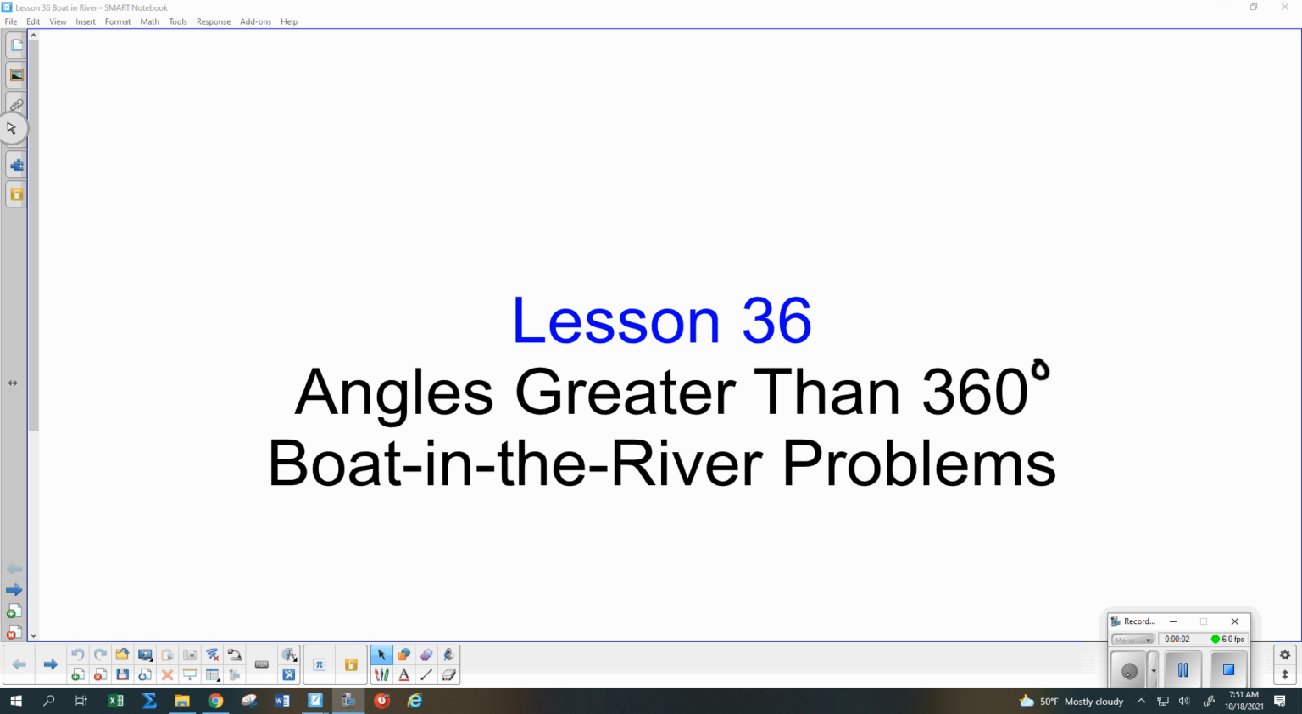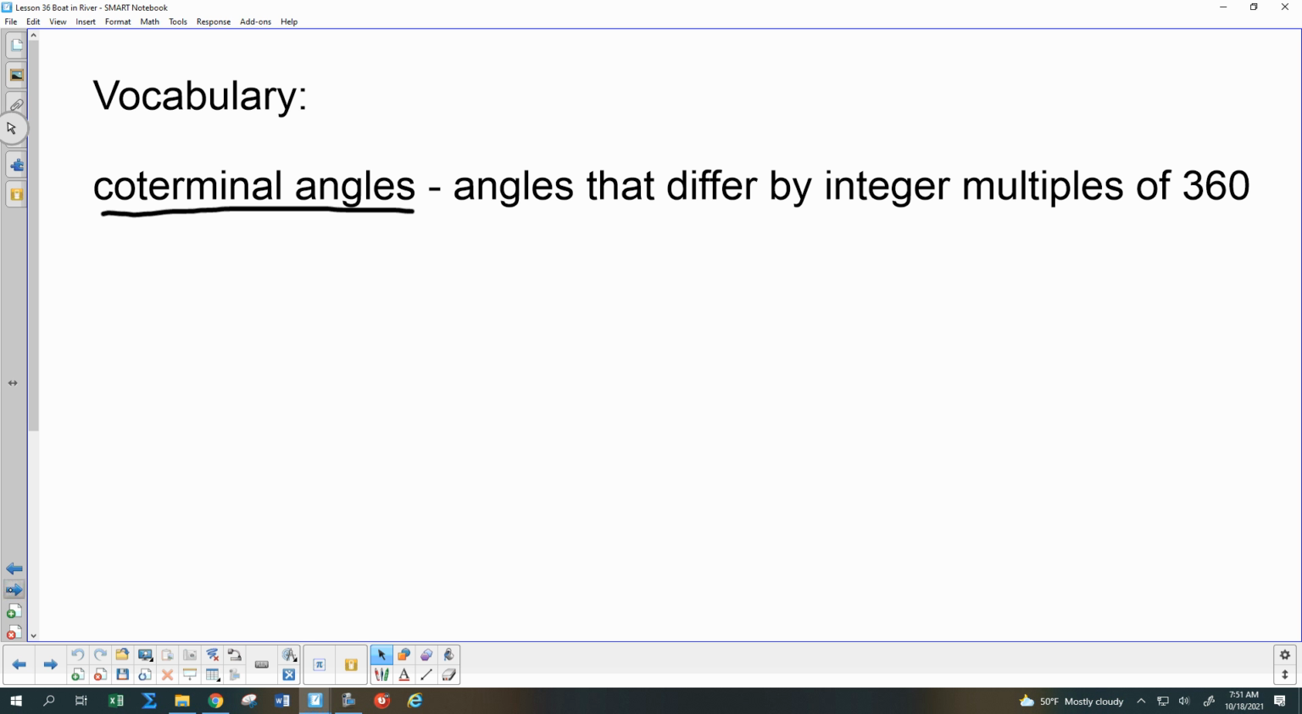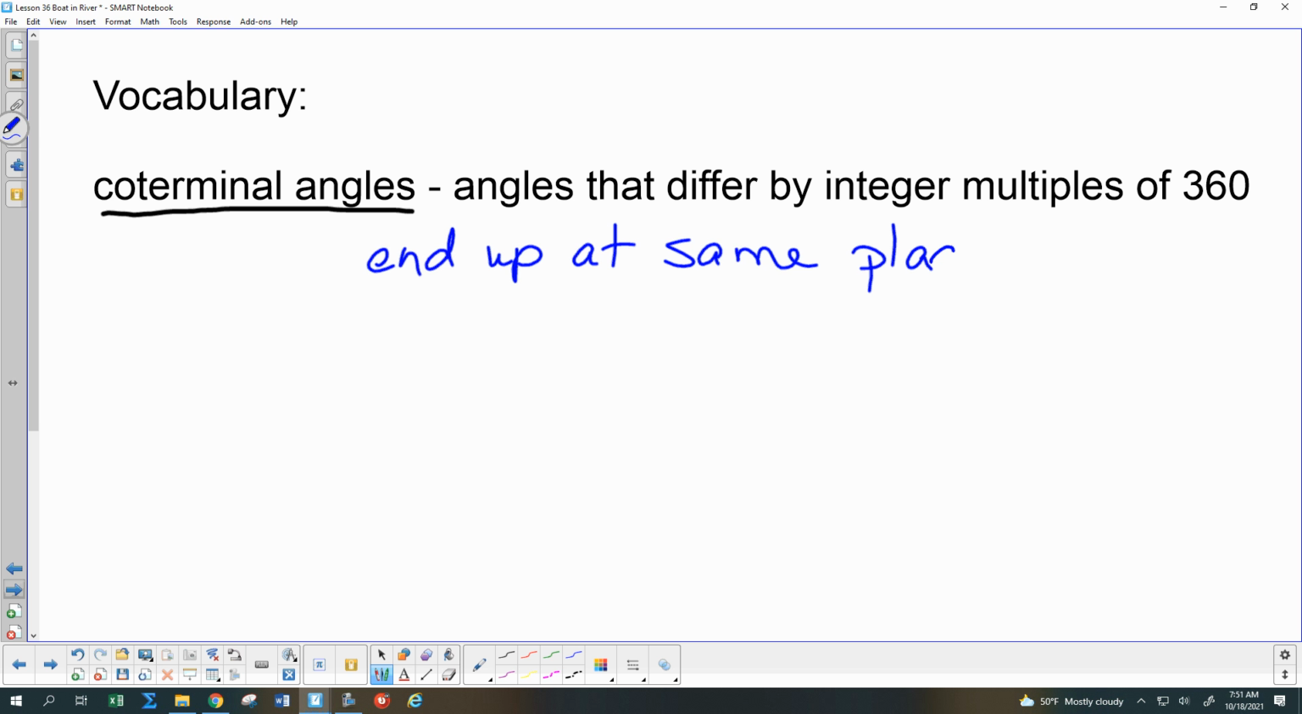Lesson 36, reviewing angles that are bigger than 360 degrees, so we go around the circle more than once, both in the river problem. As we talked about way back early on this semester, coterminal angles are just angles that end up at the same place. They differ by integer multiples of 360. So when we have something bigger than 360, we need to figure out what's the coterminal one that is the first time around the unit circle that ends up at the same place, so that it's one we know how to work with.